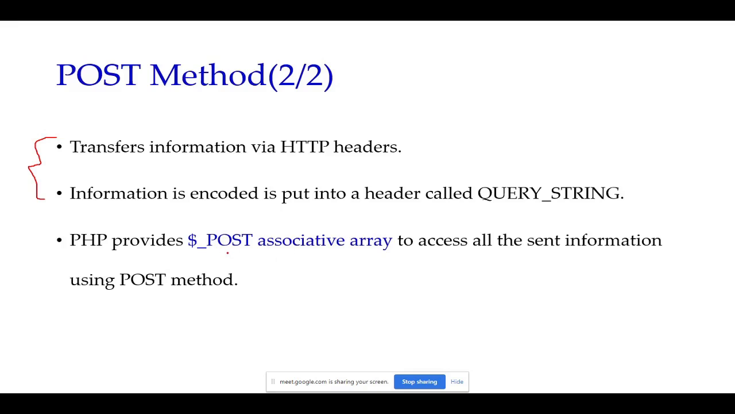The moment I changed the method from get to post, I should have changed the associative array name as well. So this is the associative array name, followed by square brackets within which you write the key, whether email or password, whatever you have written in your HTML code.